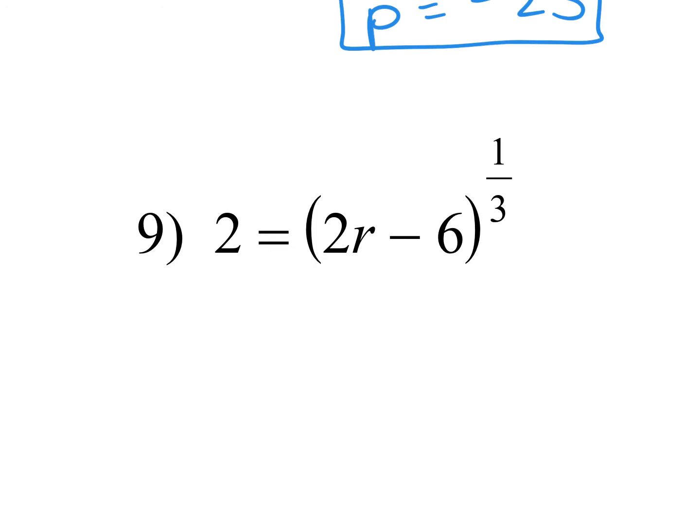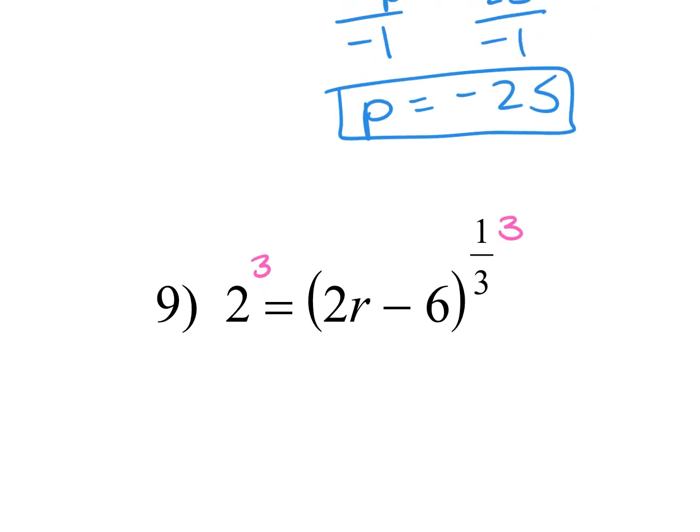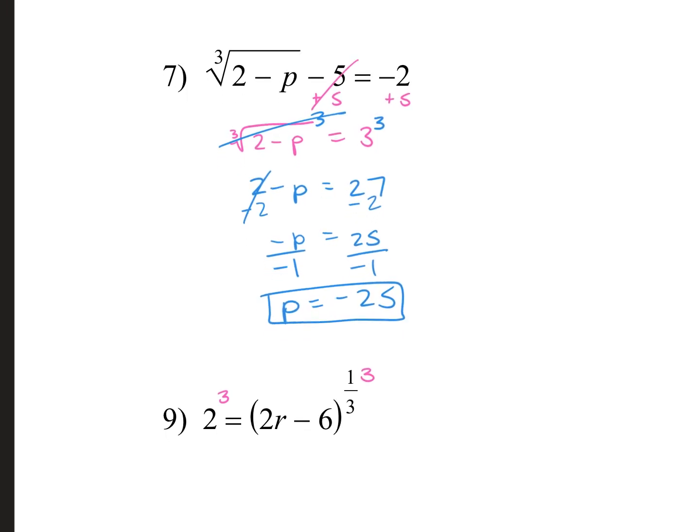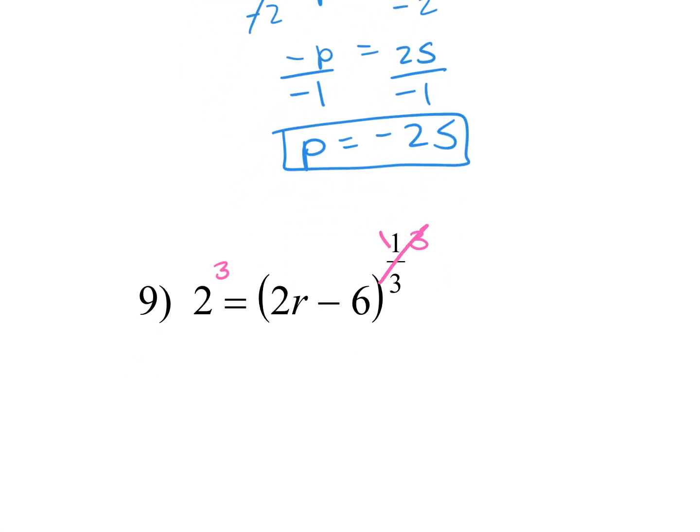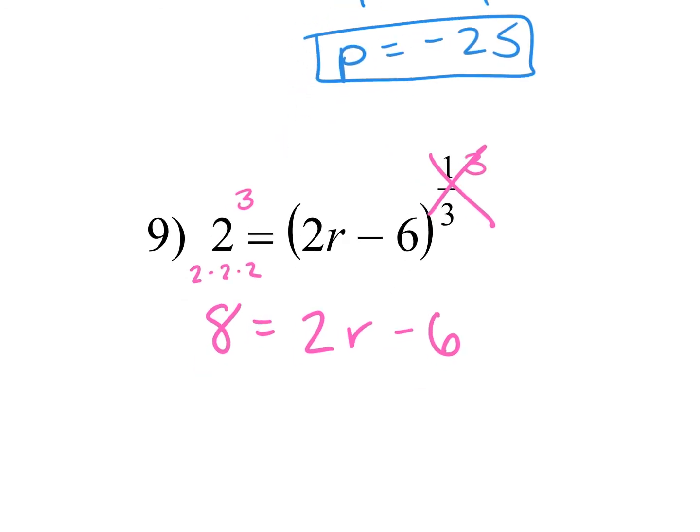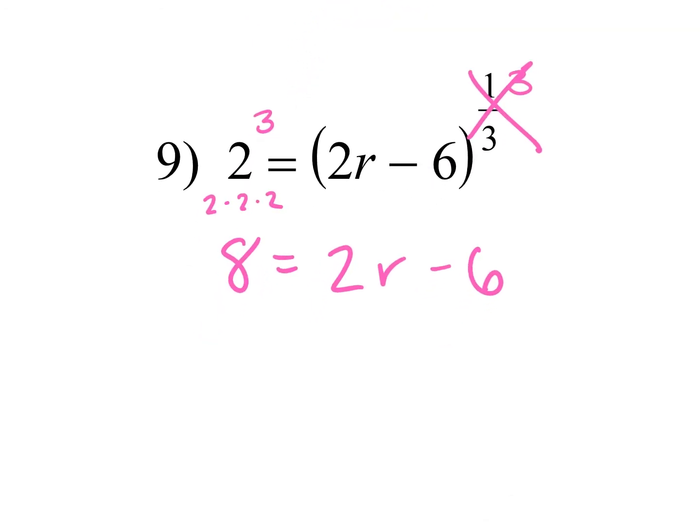I cube it. Because remember, the 1/3 exponent is the same as saying the cubed root. So it's the same thing as the one before. I just have to cube both sides to get rid of it. So what is 2 cubed? 8. So that's like saying 2 times 2 times 2, which is 8. And then I got rid of the exponent on the right side, so it's 2r minus 6.